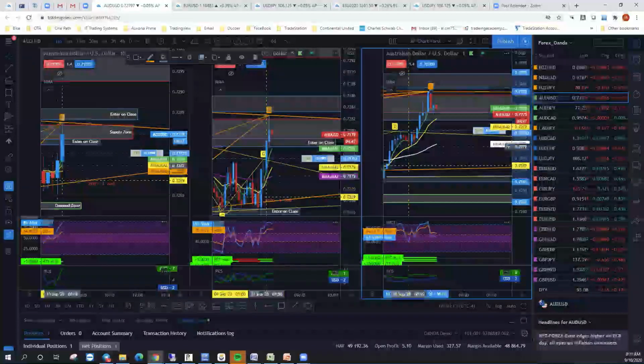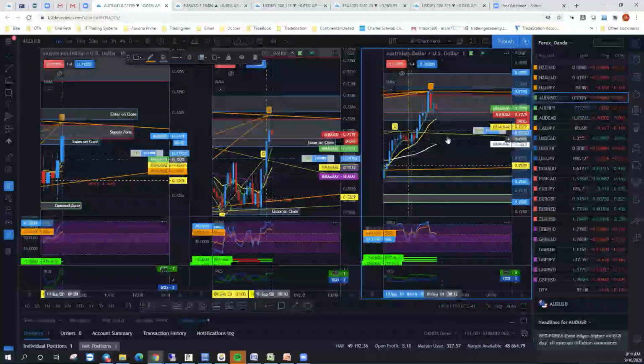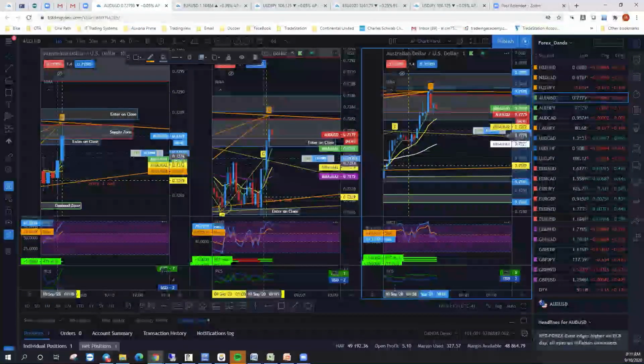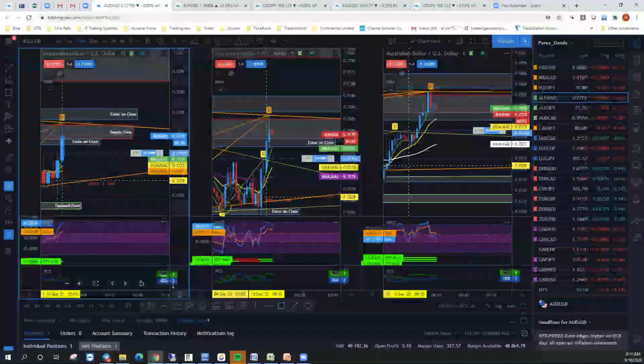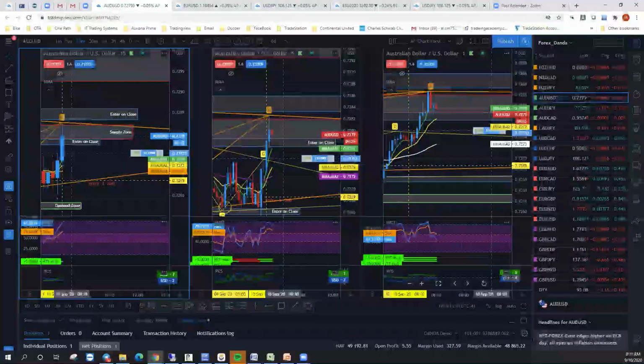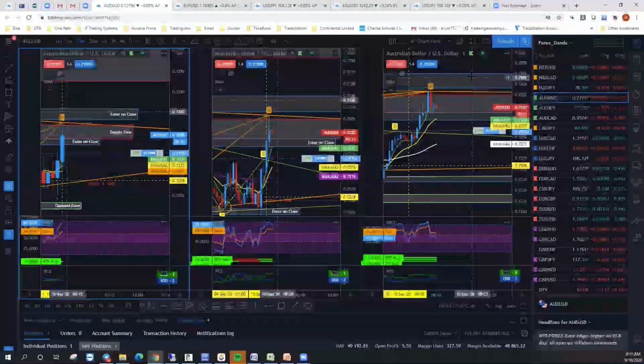Again, all our moving averages are in the right direction, and it's still looking pretty good right now. We still have strength with the Aussie. The Aussie just now became the strongest currency of the pair on all 3 time frames, so that gives us a lot of room to the upside.